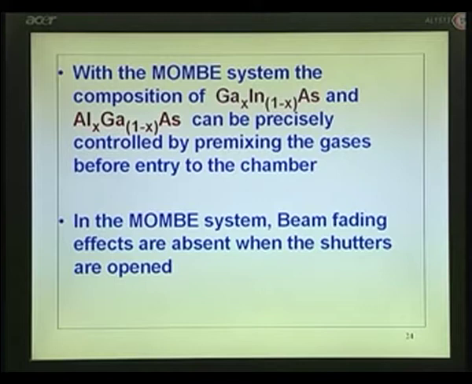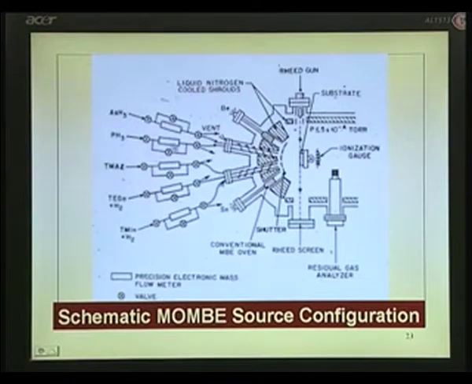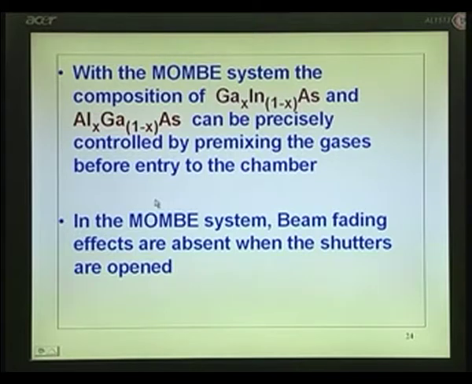The merit of this MOMBE is the composition of gallium indium arsenide, for example, you can control, you have to vary x. Composition of aluminum gallium arsenide, you have to vary x here. This can be precisely controlled by pre-mixing the gases before entry into the chamber. Here, you can precisely control the flow of aluminum and the flow of gallium, gallium meaning actually the vapor, trimethyl gallium, CH3 thrice Ga. That is what is meant by that.